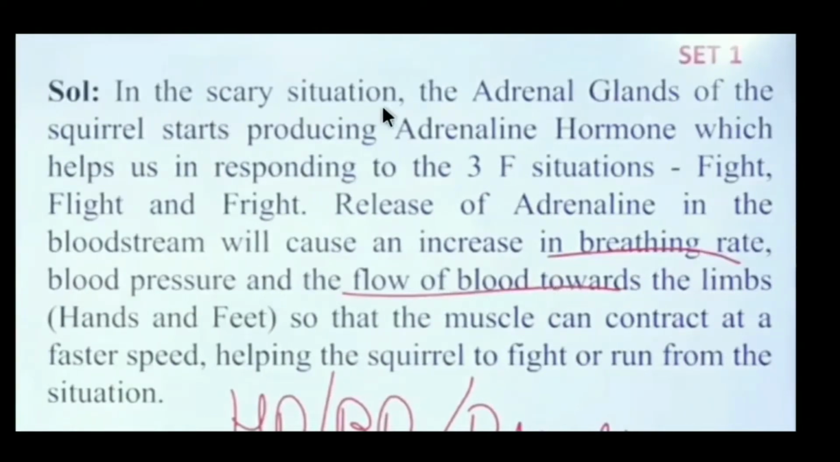Answer is, in the scary situation, the adrenal glands of the squirrel start producing adrenaline hormone, which helps us in responding to the 3F situation: fight, flight, and fright. Release of adrenaline in the bloodstream will cause an increase in breathing rate, blood pressure, and the flow of blood towards the limbs, hands and feet, so that the muscle can contract at a faster speed, helping the squirrel to fight or run from the situation.